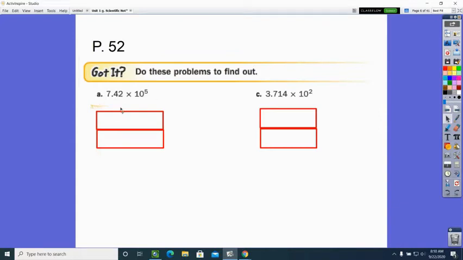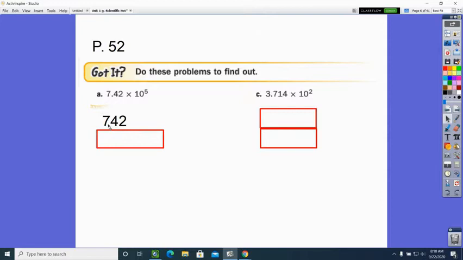So we're going to do this letter A on page 52 together, and then I'll have you do the letter C. We're going to skip over B for a second, okay? So we're going to take and write that number that is in front of the scientific notation, and we're not going to write the decimal. We're just going to put our cursor or our pencil and hold that spot. I'm then going to look at my exponent. Notice it's positive, so I need to move the decimal to make this number bigger because of the positive exponent, and I need to move it 5 places.